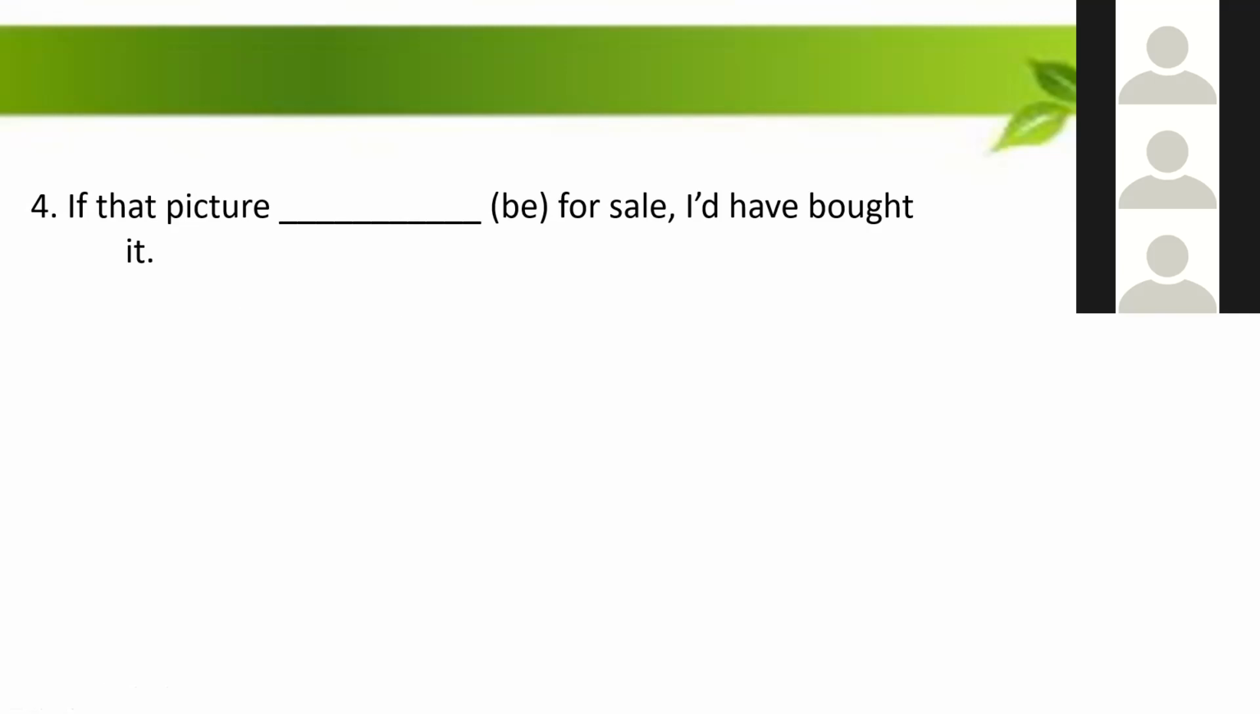Would. What is the past participle? Past perfect tense. Had. Had, and what is the past participle of be? Been. Okay, very good. If that picture had been for sale, I would have bought it. Okay, very good.